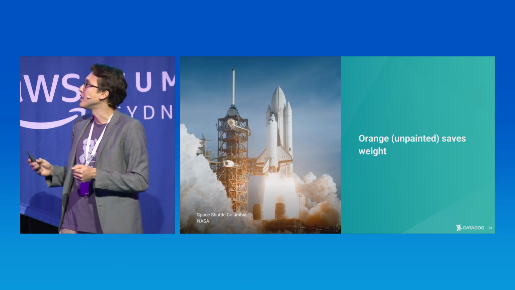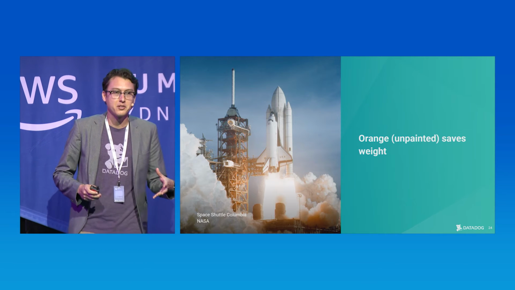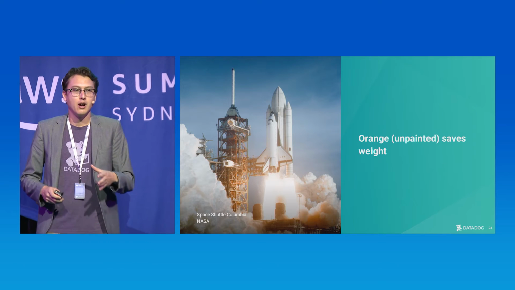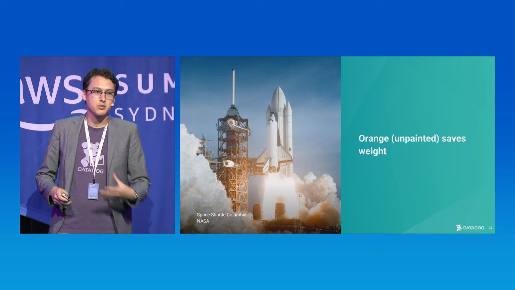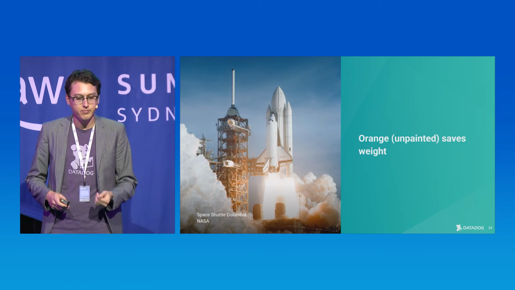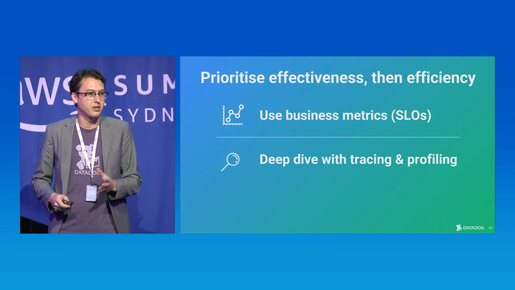But in the first iteration of the rocket, they prioritized effectiveness, i.e. accomplishing the mission of delivering the satellites above all. And then in the iterations afterwards, that's when they started prioritizing efficiency and working out where they can make cost savings. And again, this is exactly the same with what you can do with your services.